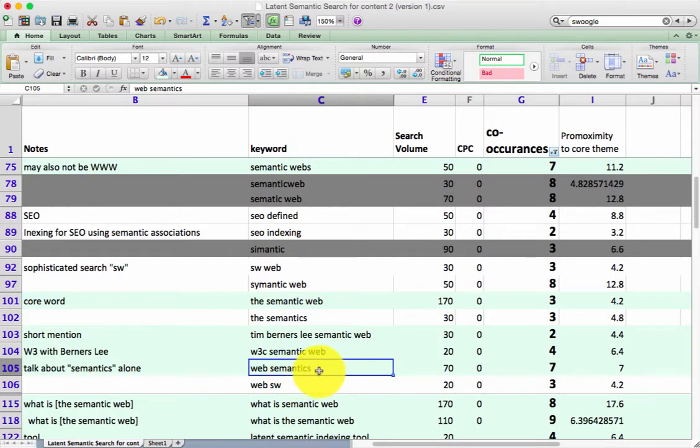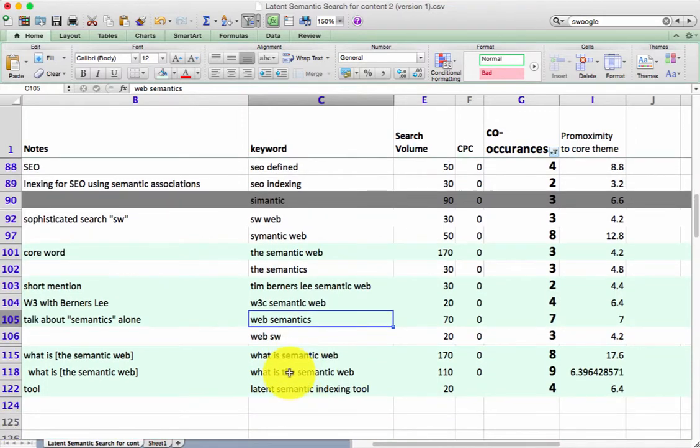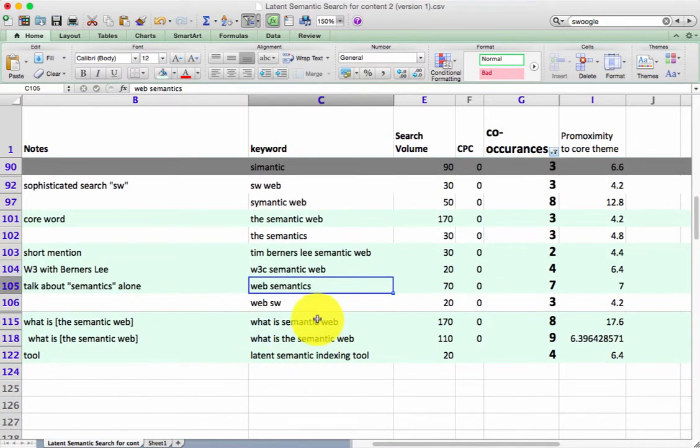Web semantics with a plural. I mean, there's a lot of times when people are using a plural there, and so I think that's important to remember to try and throw that into some of your writing. And so, I made a note to that effect.